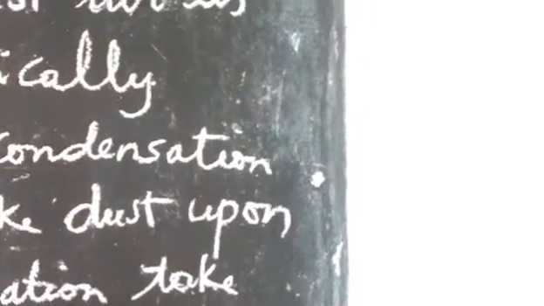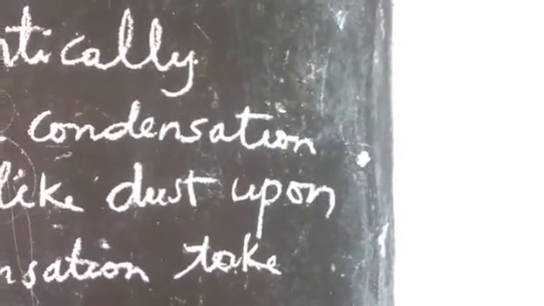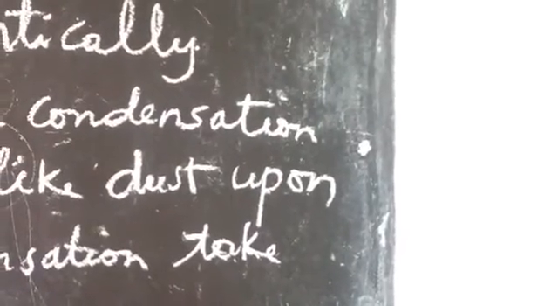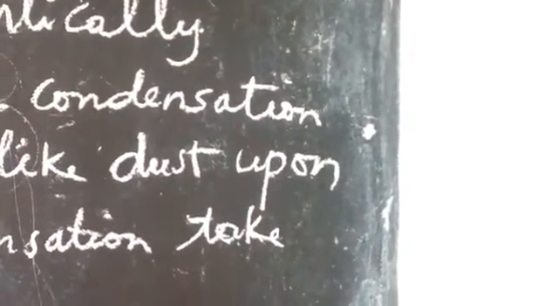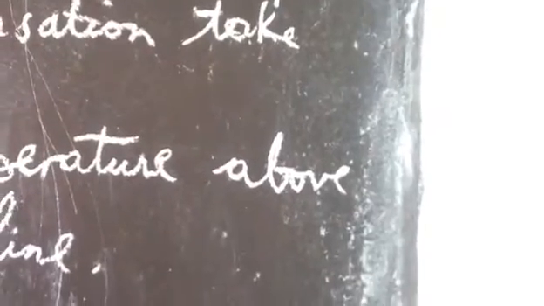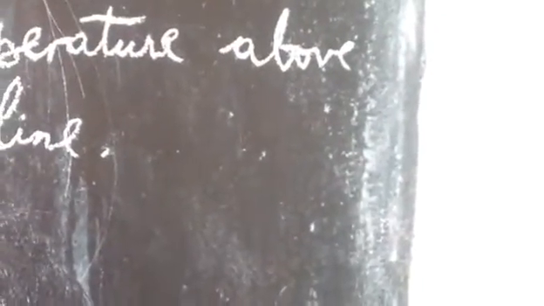Let's see also another cause, presence of condensation impurities like dust upon which condensation takes place. Finally, low temperature above the snow line, meaning that for condensation to take place, there must be a low temperature. Temperature must be reduced so that the cooling can take place. And after cooling below dew point, this will lead to the formation of condensation, or the condensation will take place.